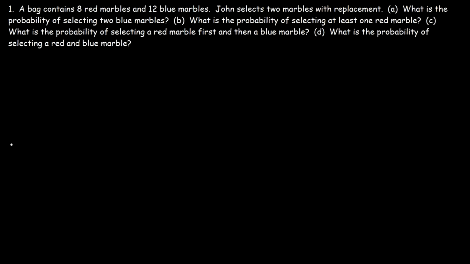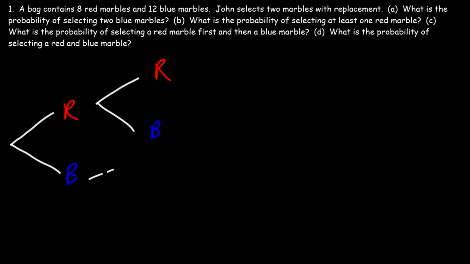So during the first selection, there's 2 options. Either a red marble is selected or a blue marble. Now, if we select a red marble in the first try, in the second try it can be red or it can be blue. Now, if we select a blue marble on the first try, on the second try it could be red or it could be blue. So thus we're going to get 4 possible outcomes.